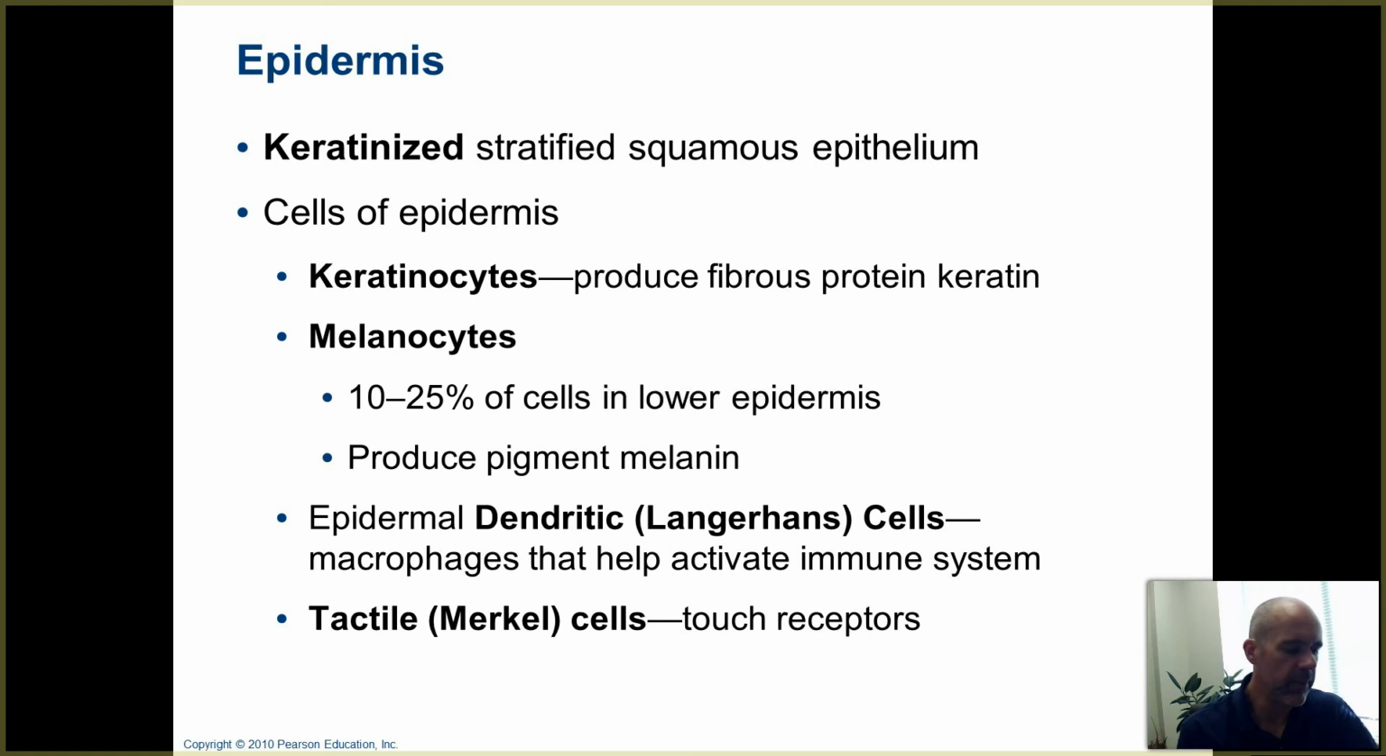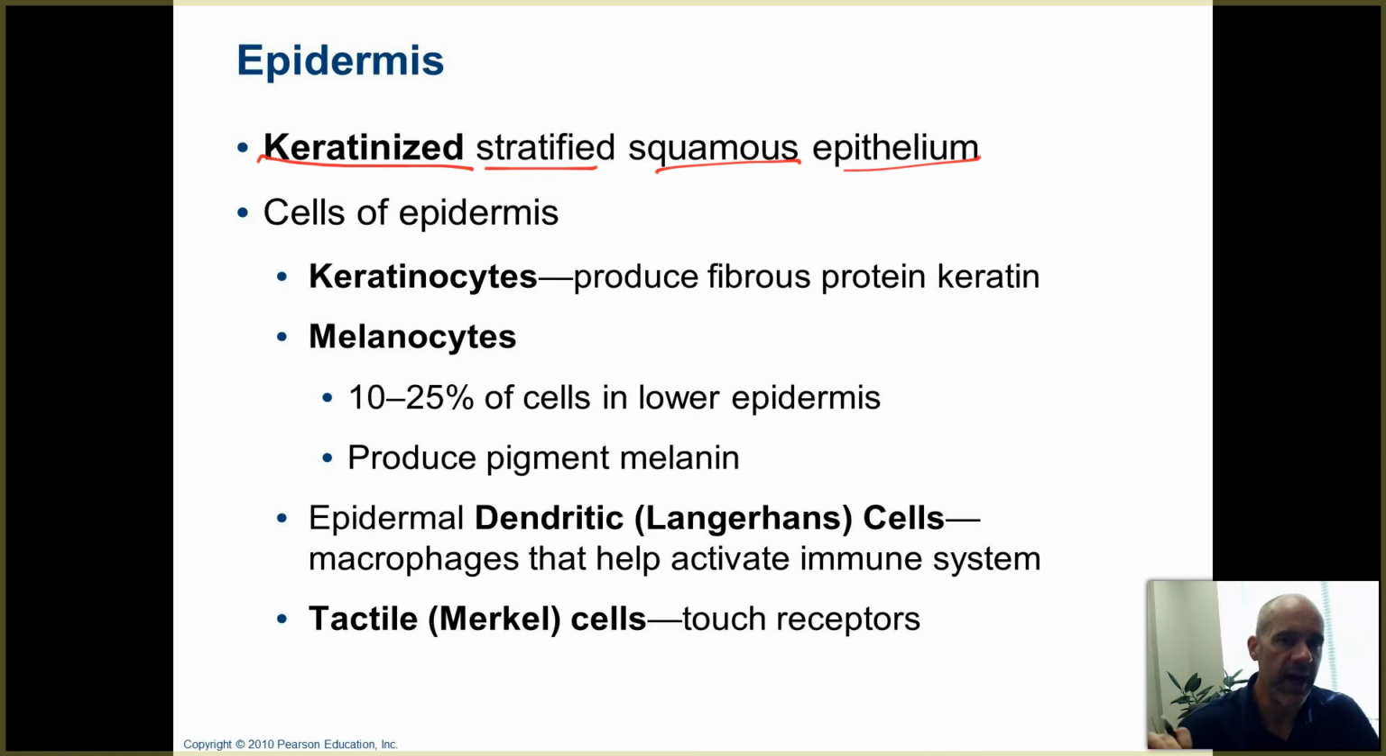Okay, so most of your epidermis consists of keratinized, stratified, squamous epithelium. So if you remember from chapter 4, what does that mean? Stratified means you have layers of cells that make up that tissue. Squamous means the cells are flat.